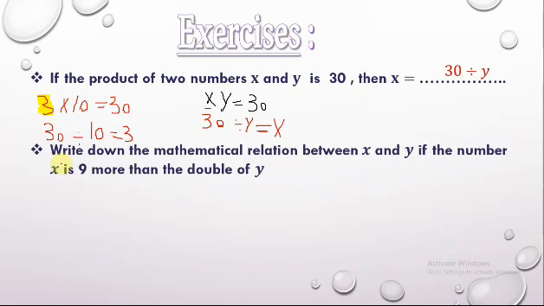Next question. Write down the mathematical relation between x and y if the number x is 9 more than the double of y. How can we write this one? x, here it is, as means equal. 9 more than means plus 9 plus the double of y. What is the double of y? 2y. So what is the mathematical relationship here? X equals 9 plus 2y.